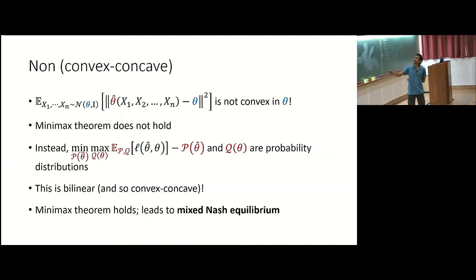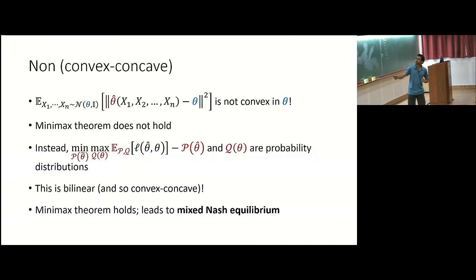And it's not, because this is already a square loss, which is convex in theta and not concave in theta, and then there is an expectation over the samples, which are being drawn from this distribution, so the overall dependence becomes much more complicated. So in general, the minimax formulation that you write here is not convex-concave. The minimax theorem does not hold, but you can do a simple extension of the minimax problem onto the space of probability distributions.